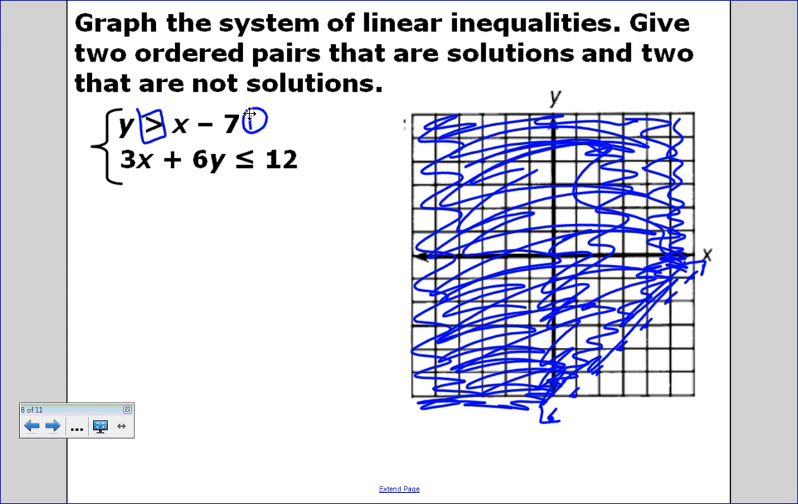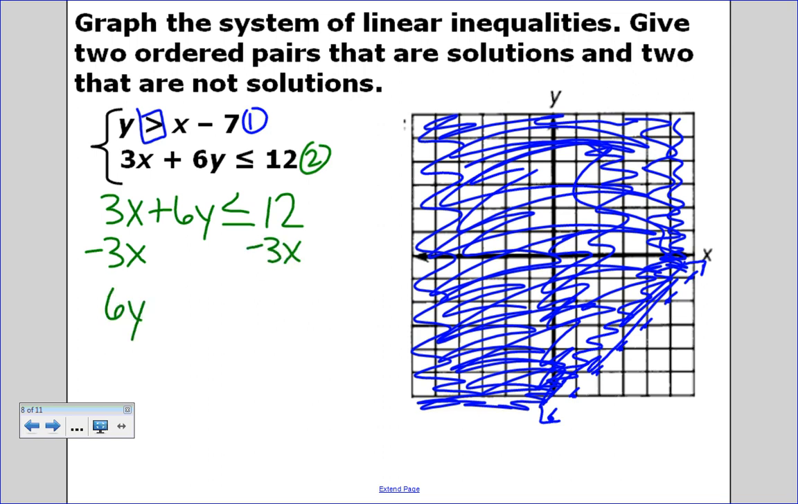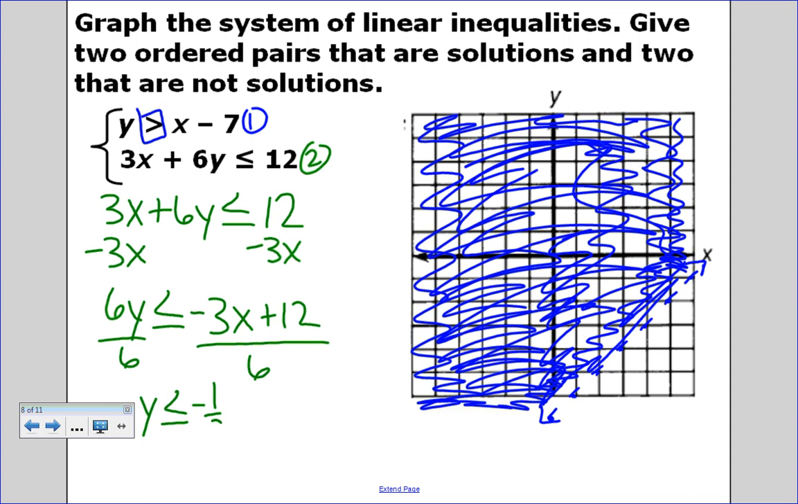So for my second equation, I need to solve that and put it in slope-intercept form. The first thing I'm going to do is rewrite. I'm going to subtract 3x from both sides. So 6y is less than or equal to negative 3x plus 12. Divide everything by 6. Y is less than or equal to negative 1/2 x plus 2.